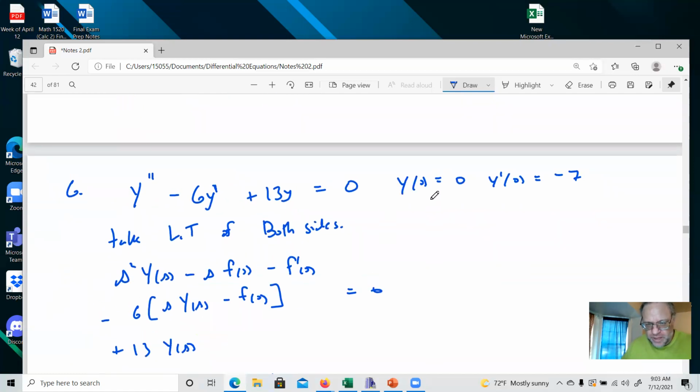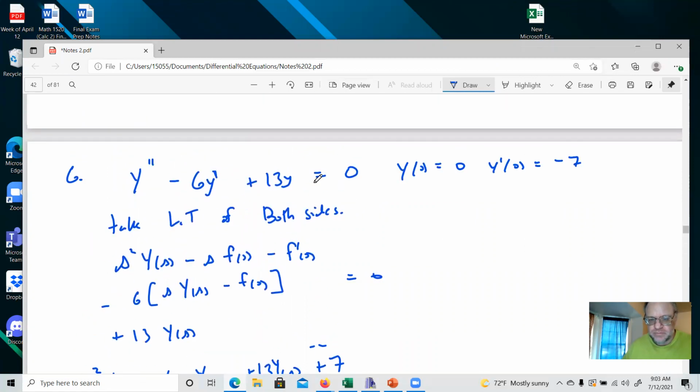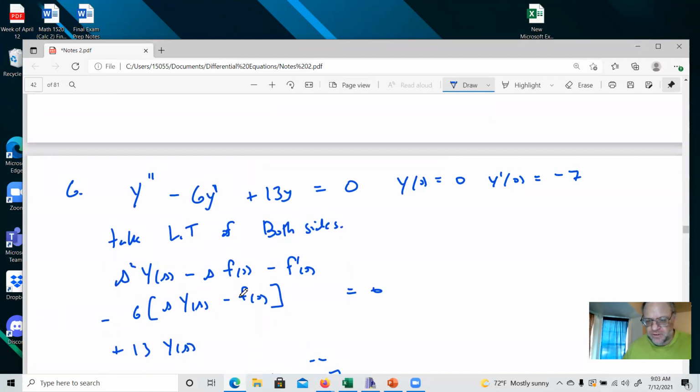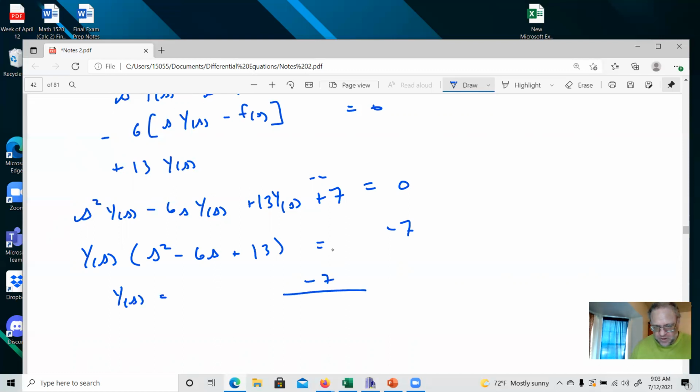f(0) is 0. f'(0) was negative 7, so we have a minus 7 here. We have one right here too. Oh no, we don't have that, because f(0) is just 0. So we're done with that, equals 0. So here we go. We have Y(s), and we have s squared minus 6s plus 13 is equal to -7. So Y(s) is equal to -7 over s squared minus 6s plus 13.